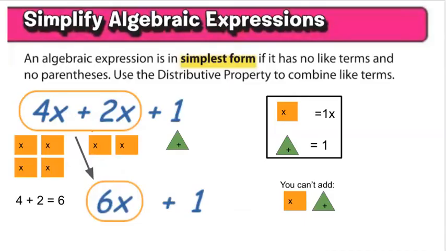Simplifying algebraic expressions. So an algebraic expression is in the simplest form if it has no more like terms and no parentheses. Sometimes you'll have to use distributive property. And in this case, you can use symbols or algebra tiles, which we'll talk about next, to add, or you can just add 4x plus 2x by adding the coefficients, which is the number in front of the variable. So 4 plus 2 is 6, and then keeping the variable, so 6x.